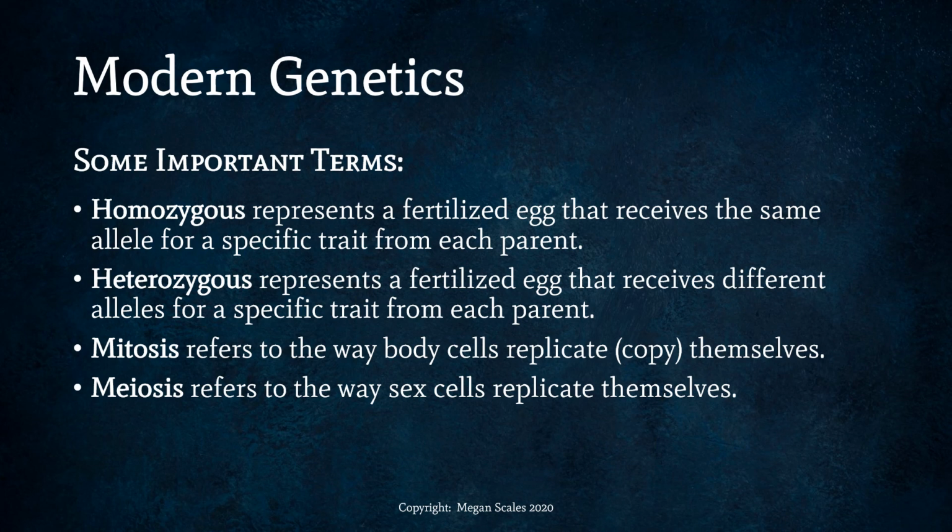Heterozygous means that there are different varieties, or different alleles for a specific trait. Mitosis is the way body cells replicate or copy themselves. Meiosis is the way sex cells replicate themselves. And we're going to talk more about that in the next segment of this lesson.